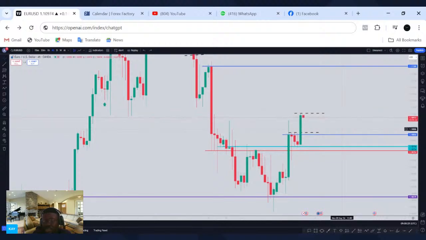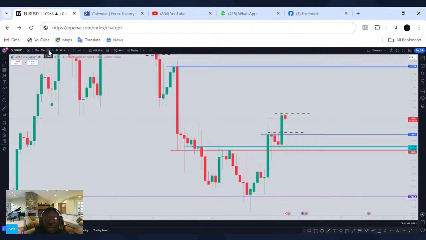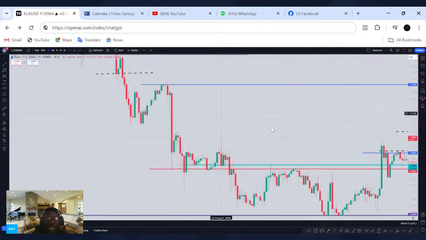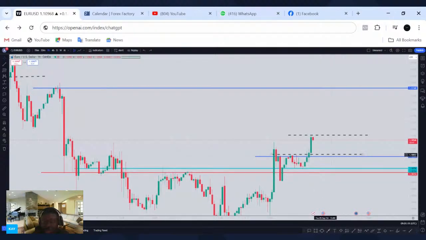Okay, so it is making the pullback. As I'm saying, let's wait for the pullback at the H1 time frame. Wait for it to pull back and create a bearish candle. Then you can take the flip, like as I did the other time. Like this one. So wait for the candle to close bearish, then when it flips bullish, then you take.